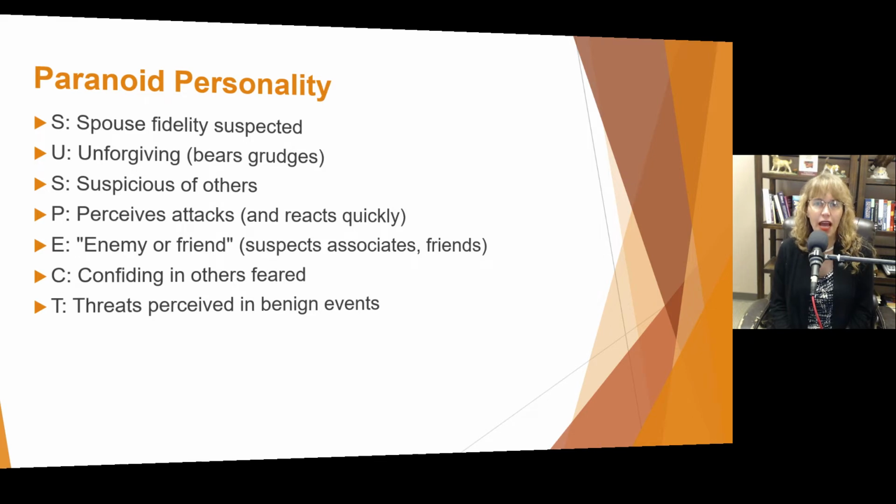Your cluster A personality disorders, you have paranoid personality. The mnemonic is suspect. Spouse infidelity is suspected. Unforgiving, they bear grudges. They're suspicious of others. They perceive attacks and react quickly. They tend to be very hypervigilant. Enemy or friend. They tend to suspect other people of wanting to do them harm all the time.